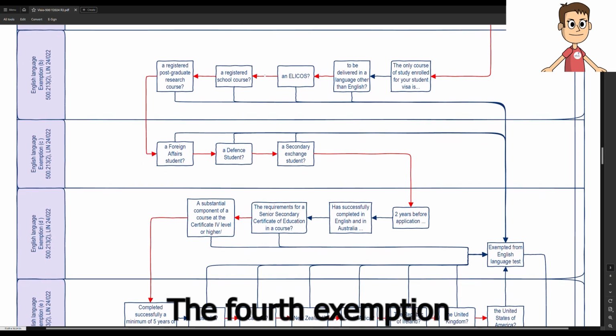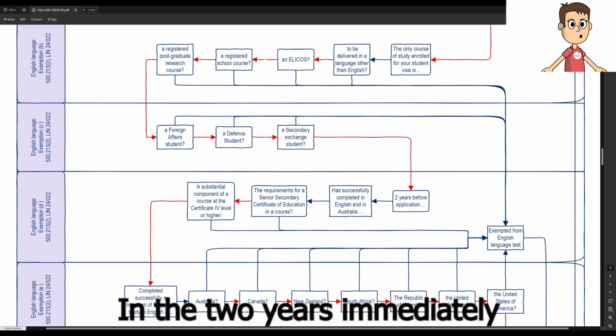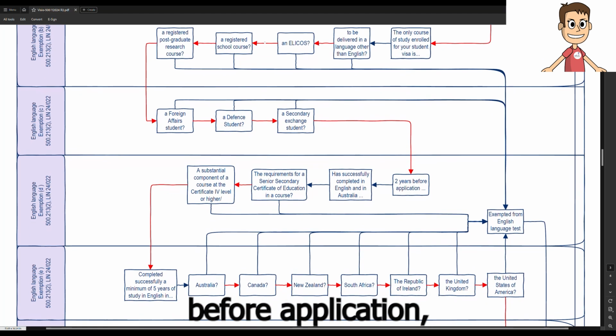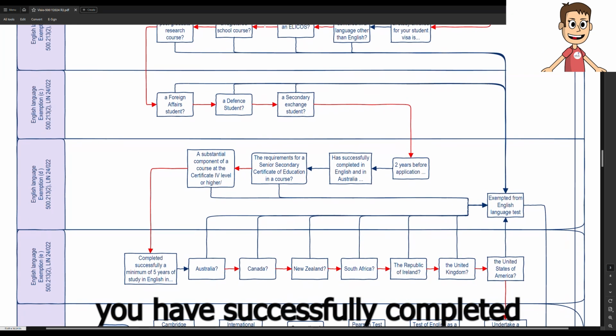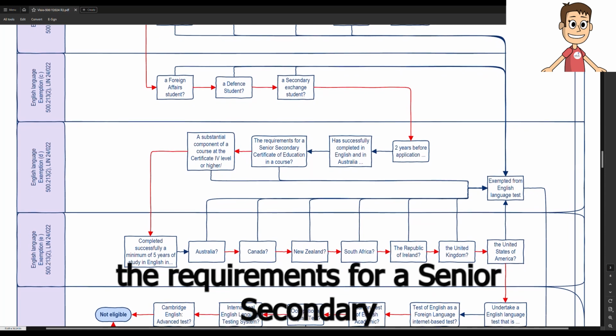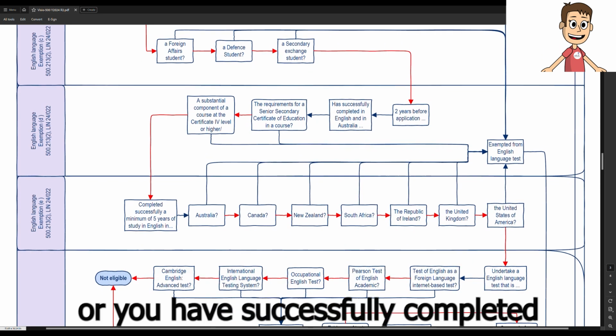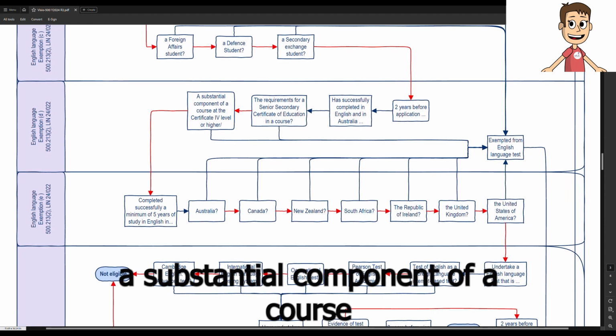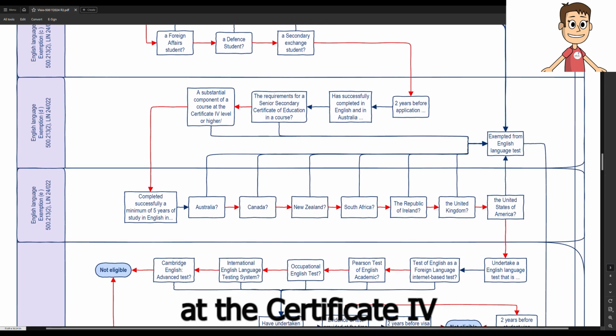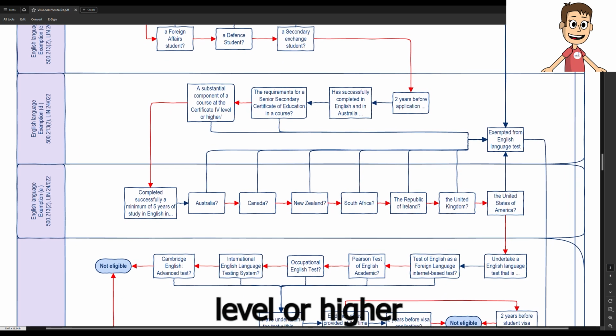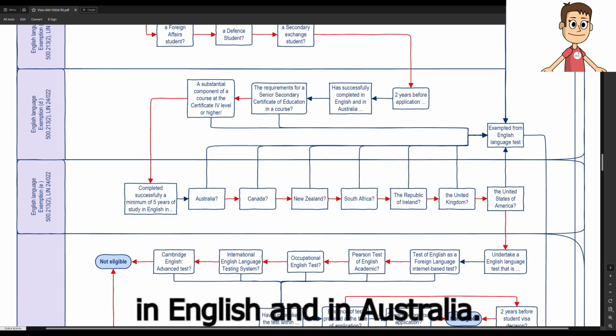The fourth exemption: in the 2 years immediately before application, you have successfully completed the requirements for a senior secondary certificate of education in a course in English and in Australia, or you have successfully completed a substantial component of a course at the Certificate 4 level or higher in English and in Australia.